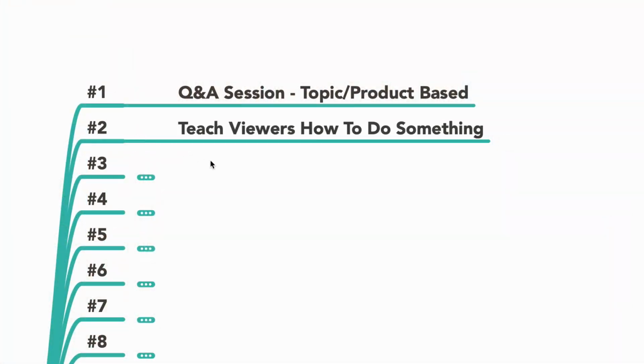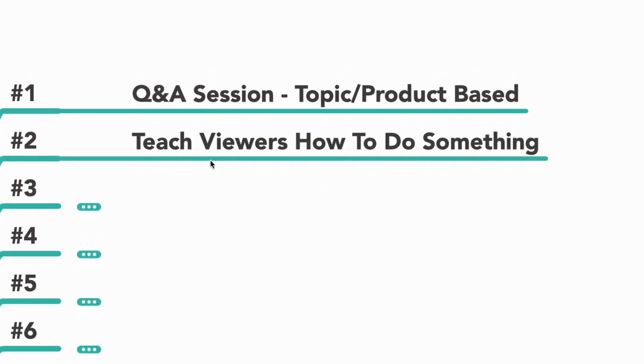Number 2 is you can teach viewers how to do something. So if I was again promoting ClickFunnels, I would show people how to build a webinar funnel using ClickFunnels, and they would learn that, and through that video I would say, okay, hey, go and click this link and get started with ClickFunnels. That's one more way you can promote your affiliate program.